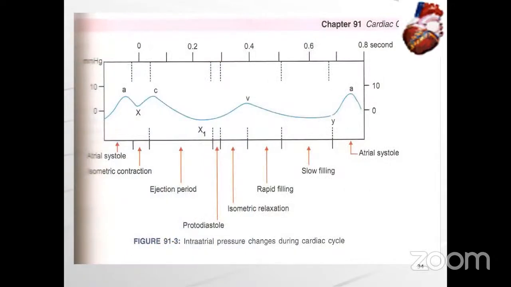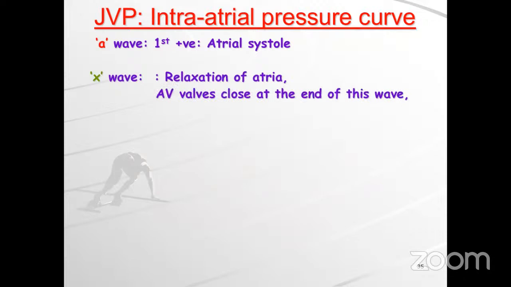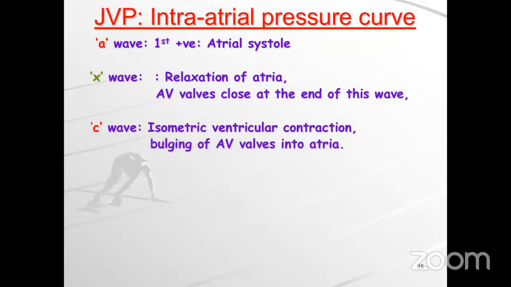So this is the intra-atrial pressure during the cardiac cycle, and that is known as the jugular venous pressure. The A is the first positive wave, and that is due to the atrial systole. X is the relaxation wave, which is due to the relaxation of the atria, and the AV valve closes at the end of this wave. The C wave, we have seen, is a positive wave that happens due to the isovolumetric ventricular contraction, because of the bulging of the AV valve into the atria.